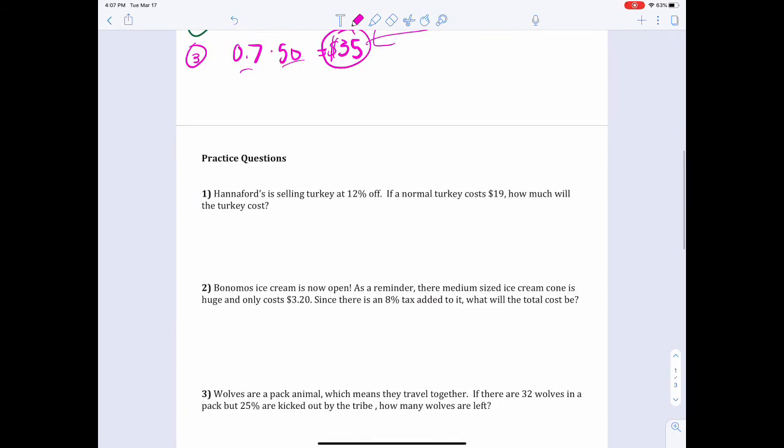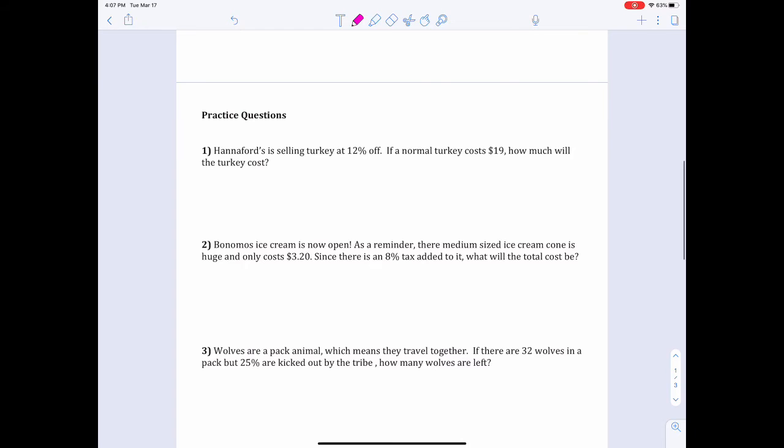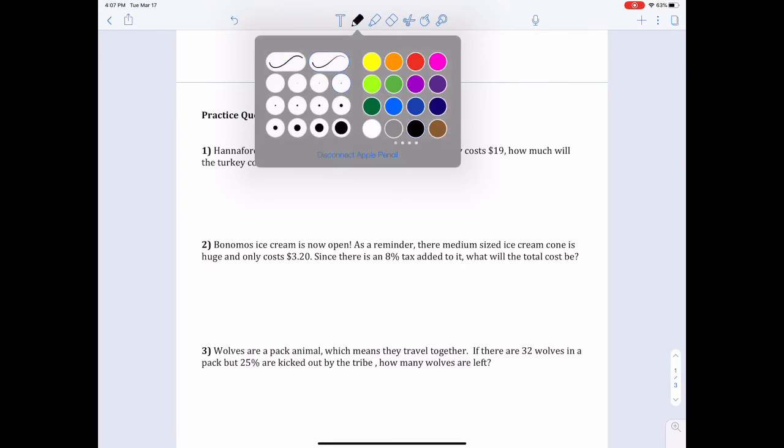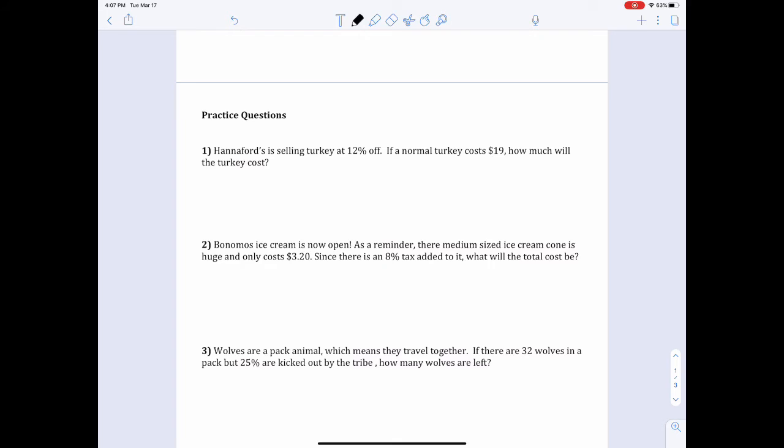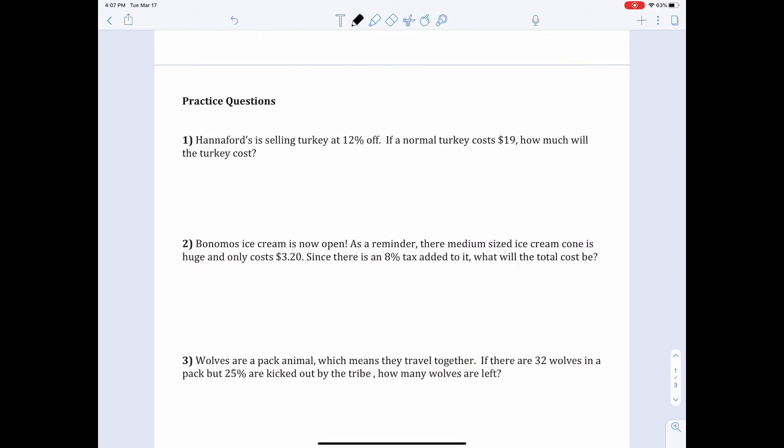Okay, so let's take a look at what we got here. These are practice questions. Notice none of them is in red, so you don't have to copy any of it down, but you will have to write the answers down. This is all we got today, and then you have a short assignment, and then that'll be your Wednesday. So, I'm going to do the first 2 with you, and then I'm going to let you guys practice for the rest of our class. So, let's see. Hannaford's is selling turkey at 12% off. Okay. If a normal turkey costs $19, how much will the turkey cost? And we're going to do this the new way.